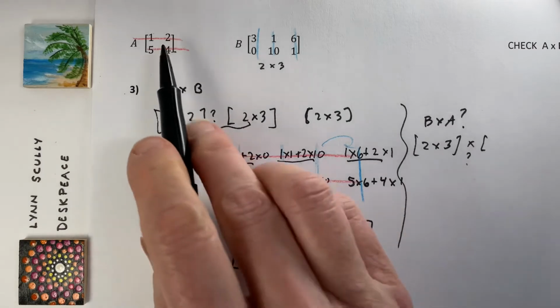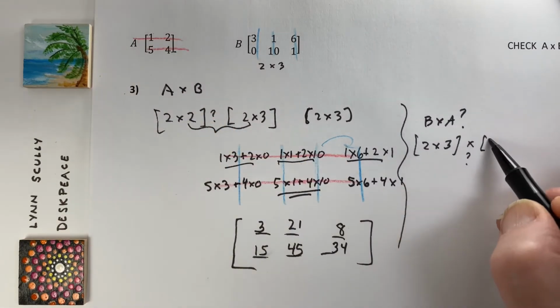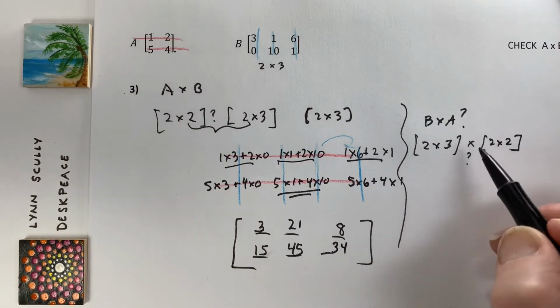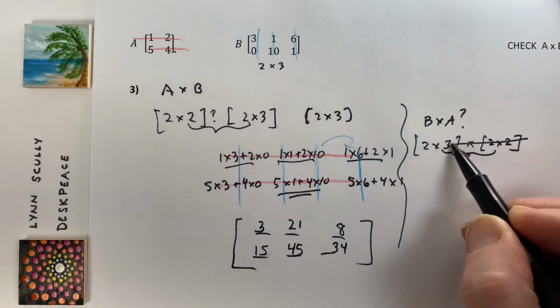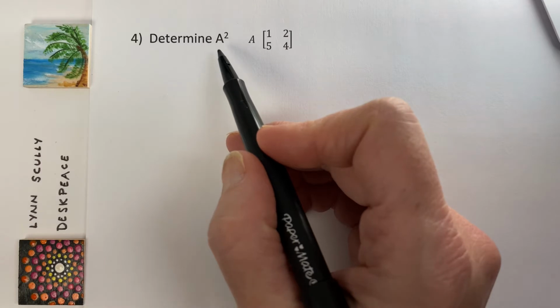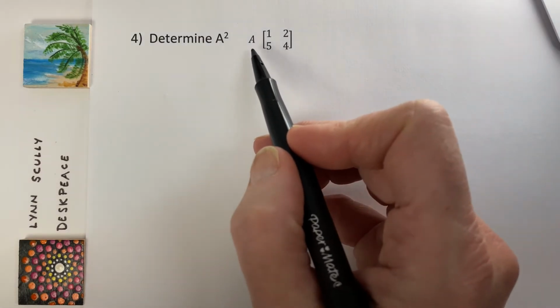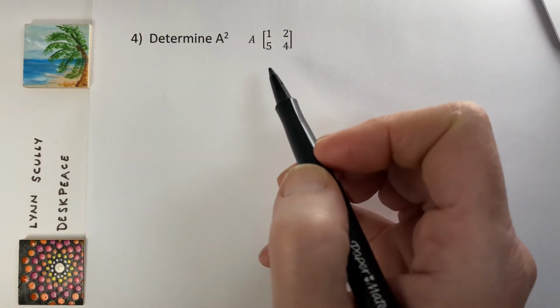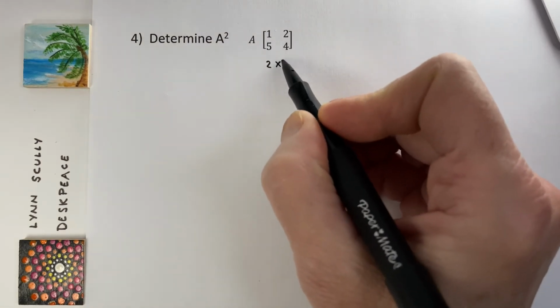And the dimensions of A are 2 by 2. These guys don't match, so no, can't do it. I want to determine A squared, and my A matrix is this one. So this is a 2 by 2 matrix.